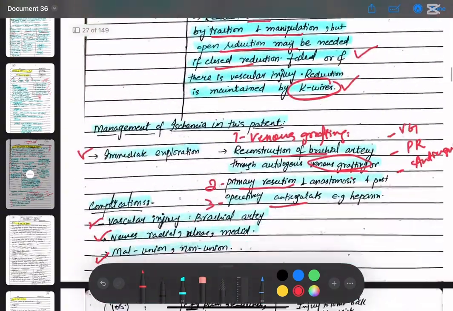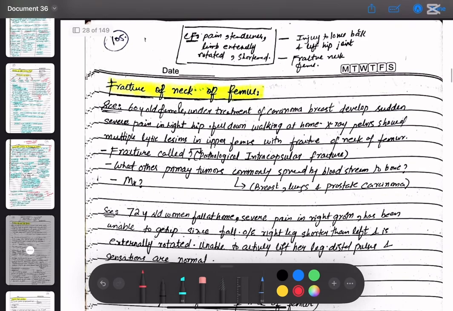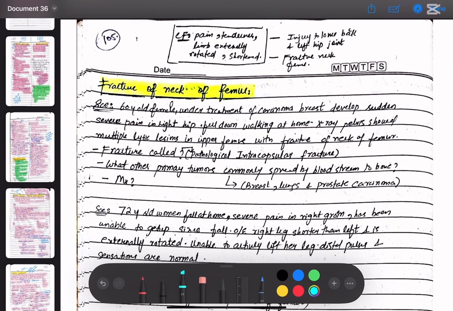Now coming towards the next topic, that is the fracture of the neck of femur. Hello everyone and welcome back. So we are going to discuss the topic fractures of neck of femur.